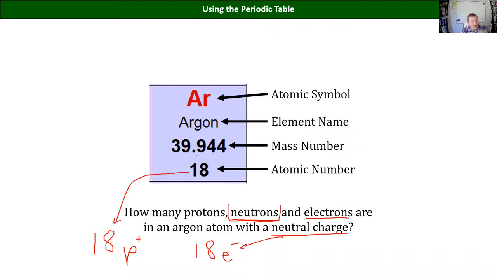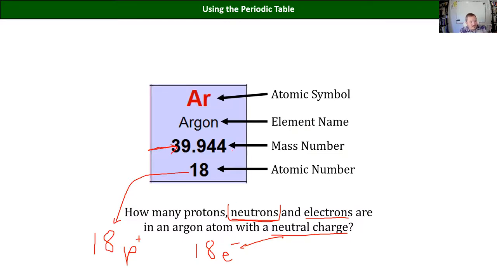But basically, if you add up the number of protons plus neutrons, you should get the mass number. The mass number is basically just adding up all the pieces that have mass. Ignore electrons because they weigh so little, we can basically say they don't weigh anything.